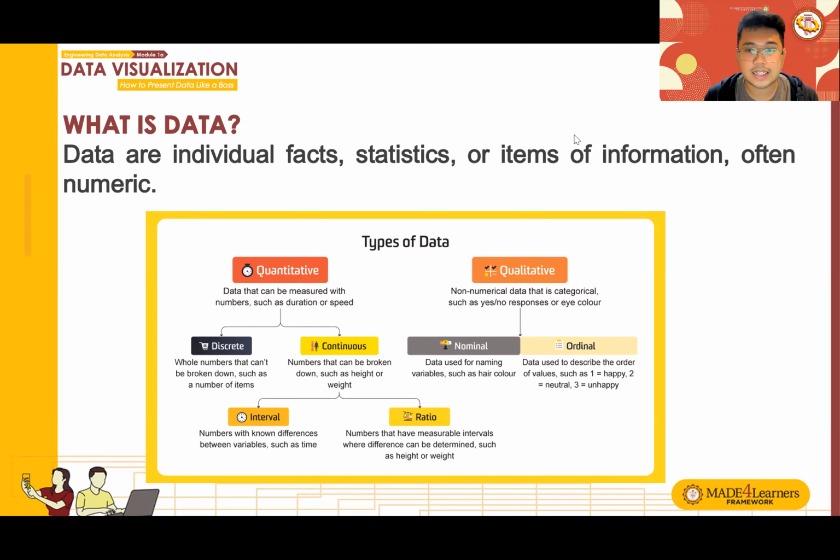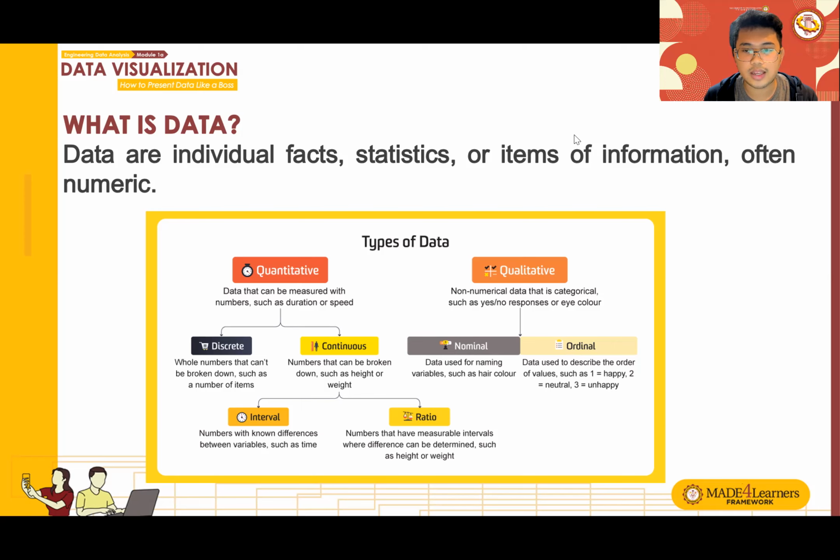Okay, and the second type of data is the qualitative data or the categorical data. These are the opposite of quantitative data, or not totally opposite, but these are non-numerical in nature and are often described in words. Qualitative data have two subtypes, the nominal data and the ordinal data. Nominal data are often used for naming variables such as the brand of cell phone, hair color, day of the week, and a lot of other things.